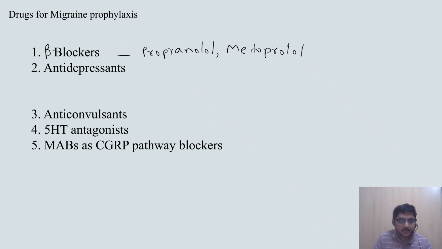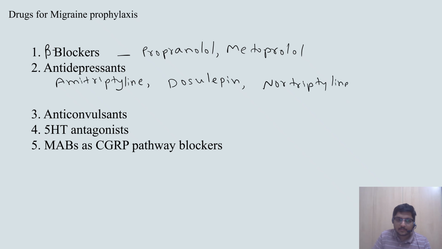And there is a group of antidepressants which are recommended in migraine patients, acting as prophylaxis for migraine. What are those antidepressants? Number one is amitriptyline, dosulepin, nortriptyline, and venlafaxine. These are given. Some anticonvulsants are also given based upon the clinical status of the patient for migraine prophylaxis. What are those? Topiramate and valproic acid.